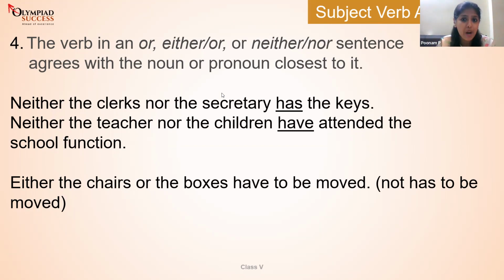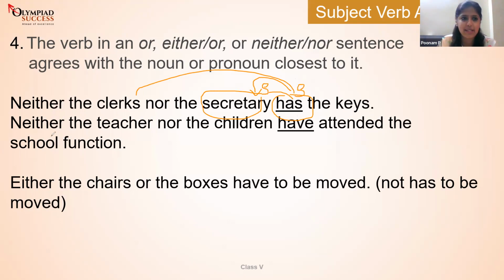Now, if you look at the verb has, which noun is closest? Clerks or secretary? It's secretary, isn't it? If you look at this, see here, this is the verb. Is the verb closest to clerks or to the secretary? It is to secretary. Very visible it is. So secretary is singular. So hence the verb also has to be singular.